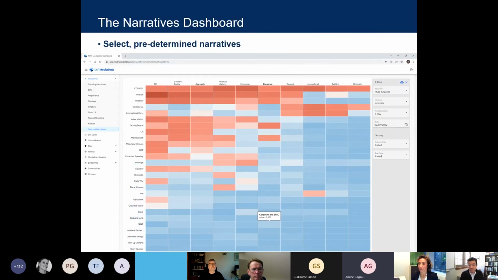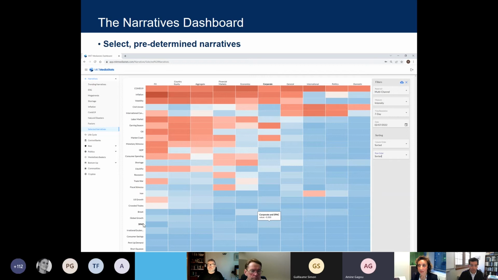So this is a snapshot of a dashboard that we've built. To give you an idea, the columns here are the different information reservoirs: FX, country equity, aggregate financial markets, economics, corporate, general, international, politics, domestic. We have different reservoirs of all the media coverage. And what you have on the rows are different narratives: COVID-19, inflation, volatility, civil unrest. All of these have the highest intensity in the last 7 days. And this is as of just earlier this week, a few days ago, when I started working on this presentation.